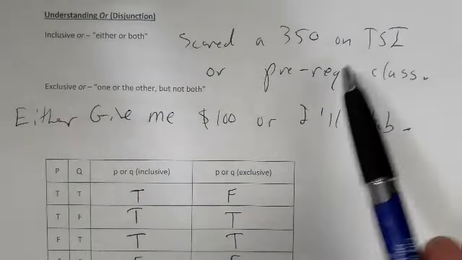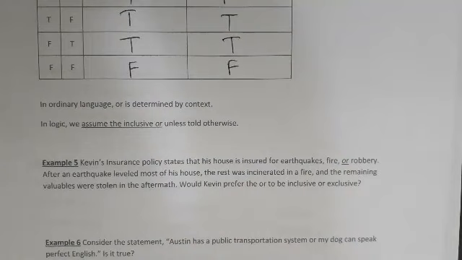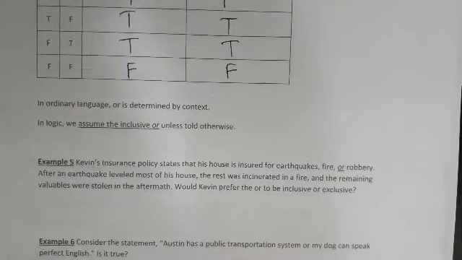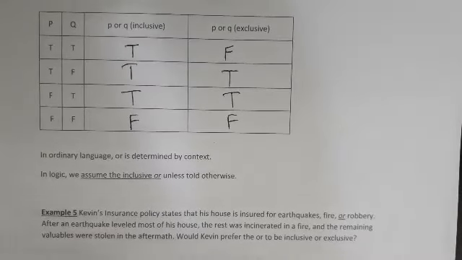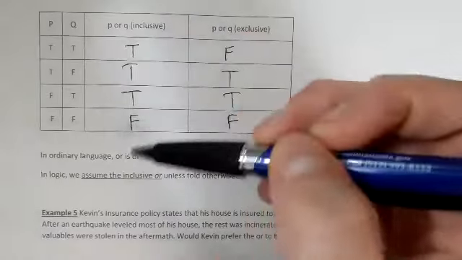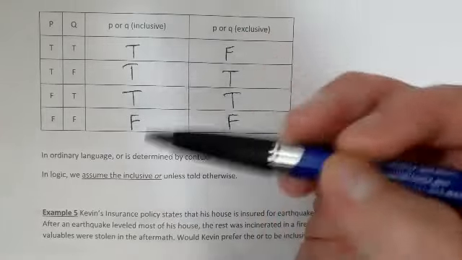And so in ordinary language, it's all determined by context. And this goes back to the point that we are not logical people. We don't always do the most logical thing, and our language isn't the most logical. Sometimes we make distinctions based on context. So we typically assume inclusive. This is the one we'll typically use. If I don't say otherwise, it'll be this one.